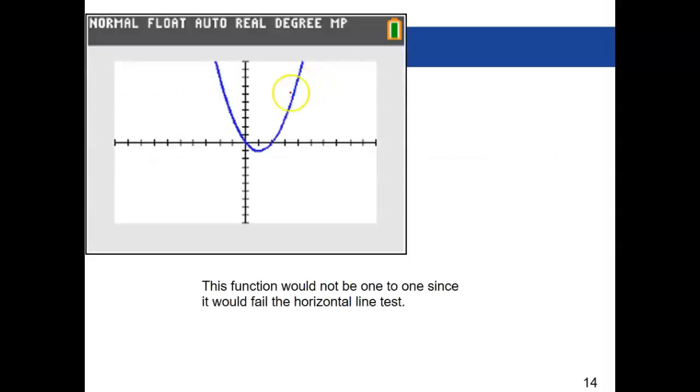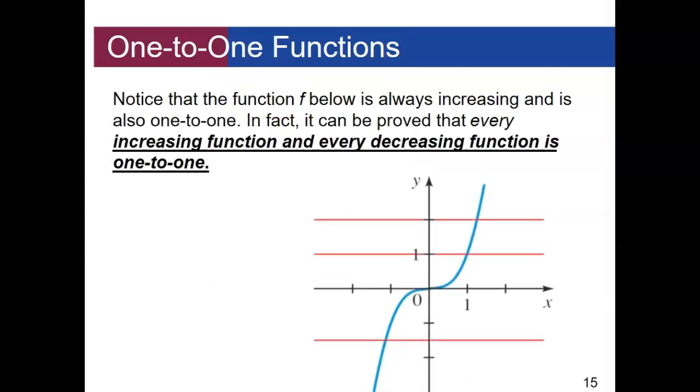Okay, this is the graph you would get. So if I were to draw a horizontal line, obviously it's going to touch it twice. So it's going to fail the horizontal line test and it's not going to be one-to-one.